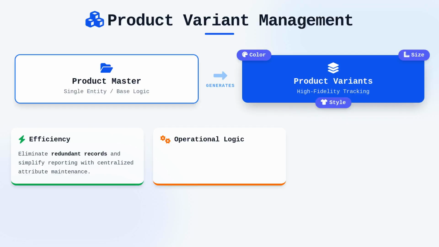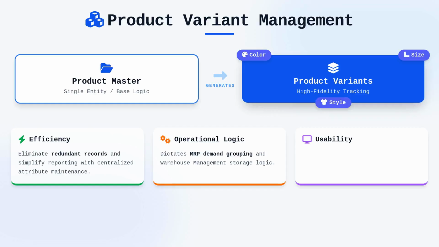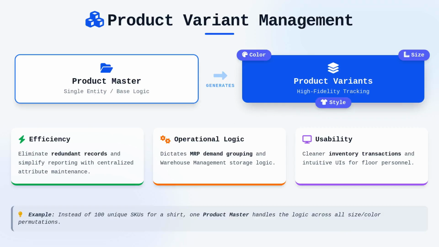When you configure these dimensions, consider them carefully because they dictate how the MRP engine groups demand and how the warehouse management module structures its storage logic. A well-constructed variant model translates directly into cleaner inventory transactions and more intuitive user interfaces for the floor personnel.